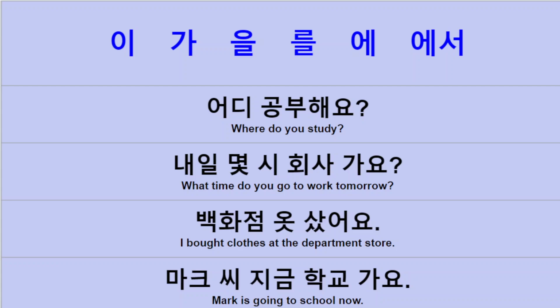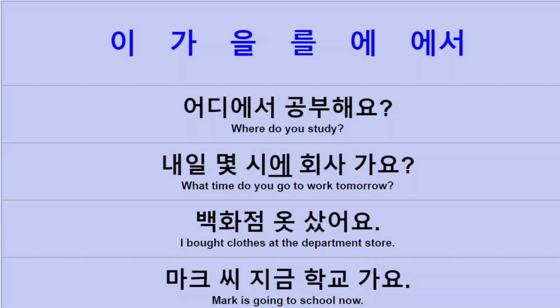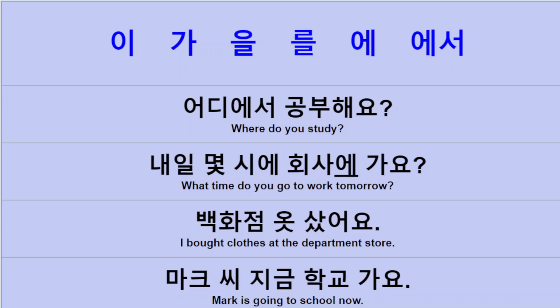Let's see the next one. 어디 공부해요? So 어디 is a place, right? Where? So I need to put the place particle, but I need to see the verb here, right? 공부해요. Oh, okay. 공부해요 is not 가다, 오다, 있다, or 없다. So 어디에서 공부해요. And next one, 내일 몇 시 회사 가요? There are some missing particles here. So 내일 몇 시에 회사에 가요?